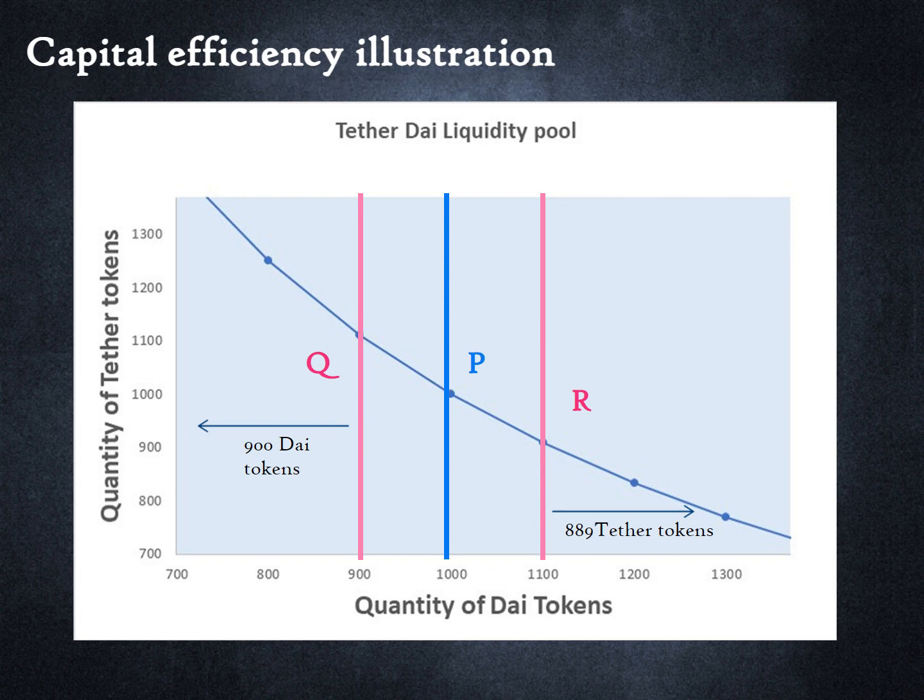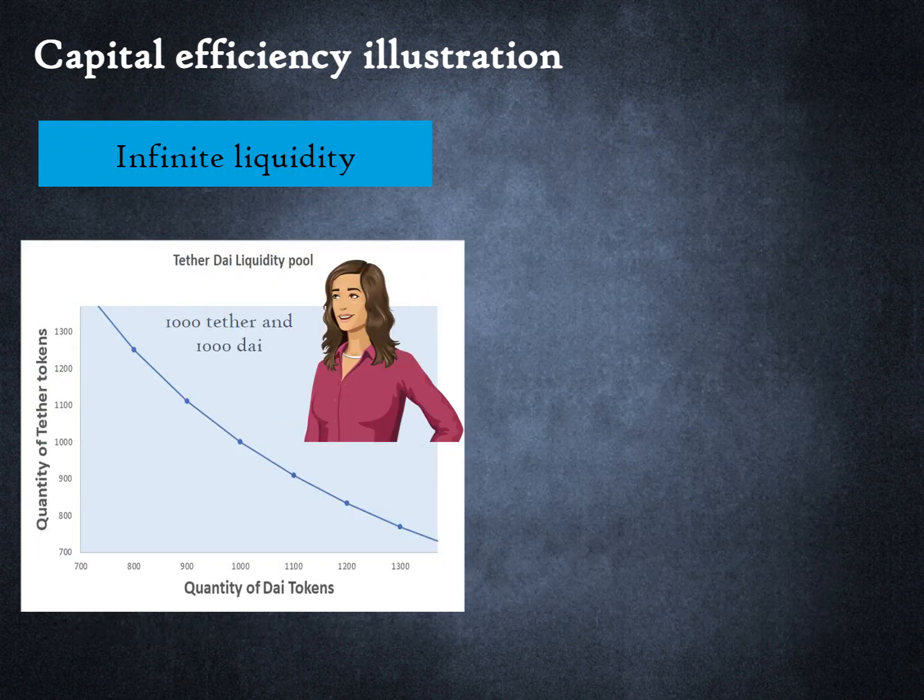Here is a question. When will traders trade against this liquidity pool so that the new equilibrium is to the right of point R or the left of point Q? The answer is only when the relative price of the two tokens in other markets is outside the 90 cents to $1.10 range. While it is theoretically feasible, such an event is highly unlikely because the two stablecoins are highly correlated. Hence, of the 1,000 Tether tokens deposited by the liquidity provider, nearly 90% remains unutilized. Same occurs with DAI. We will now review two scenarios.